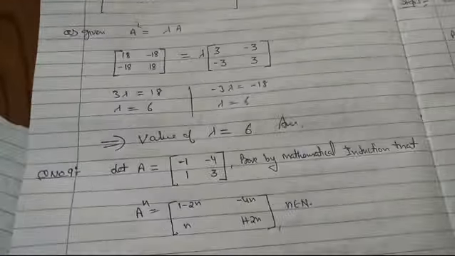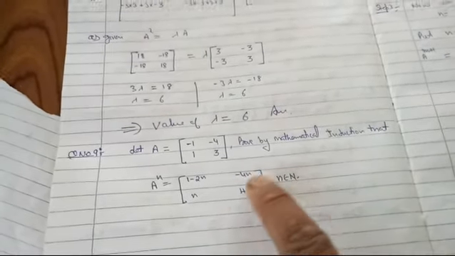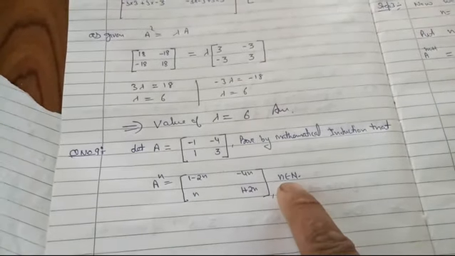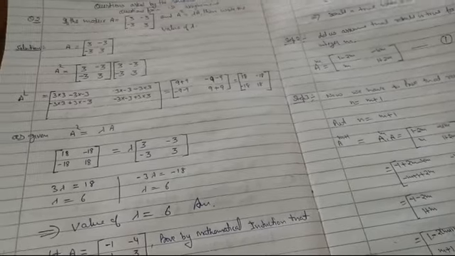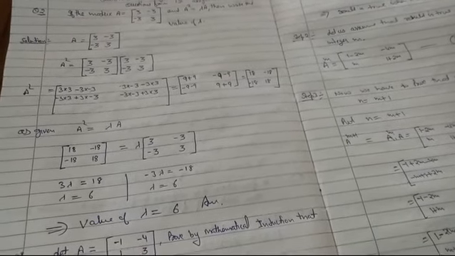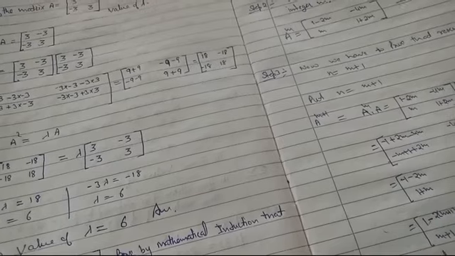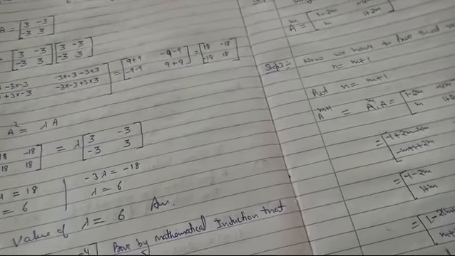Now the next question, question number 9 of the assignment. Let A be this matrix. By mathematical induction, we have to show that A^n is equal to the matrix 1 minus 2n, minus 4n, n, 1 plus 2n, where n belongs to N. As you know, when we solve by mathematical induction, we do it in 3 steps. Step 1, when n is equal to 1, we have to show the statement is true. Step 2, assume the result is true for n is equal to m or k. Step 3, prove that the result is also true for n is equal to k plus 1 or m plus 1. So let's see now the question.